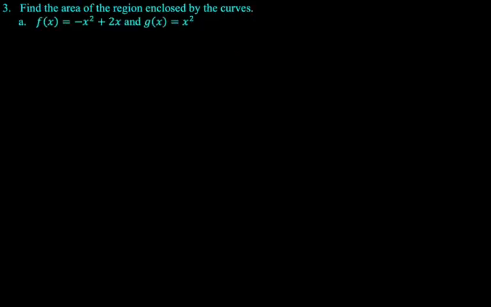All right. Next up, I think this is the first area problem that we've done. Maybe, I'm not really sure. We want to find the area of the region enclosed by the curves f of x equals negative x squared plus 2x, and g of x equals x squared.